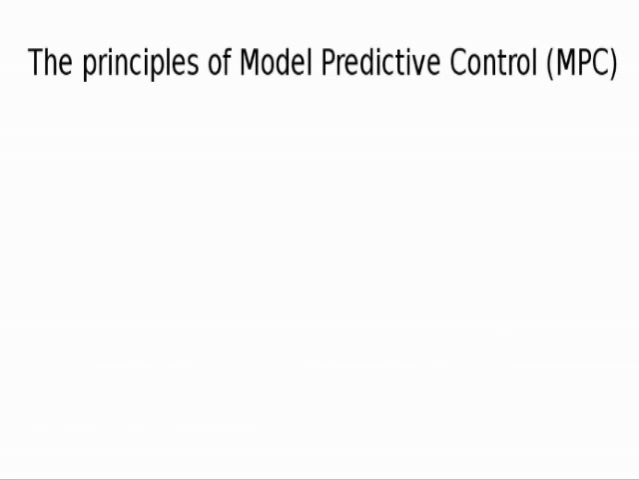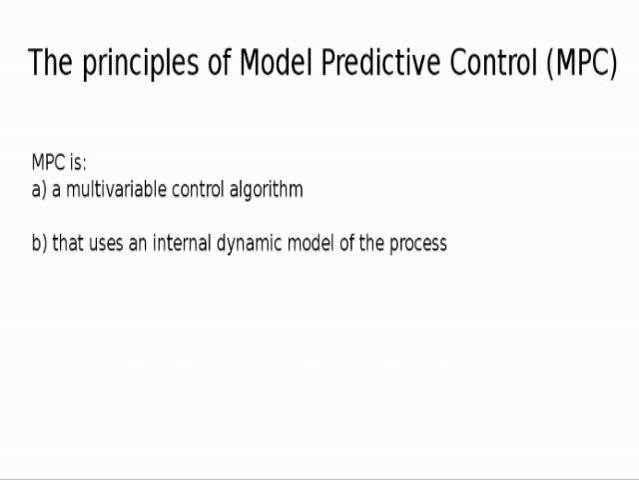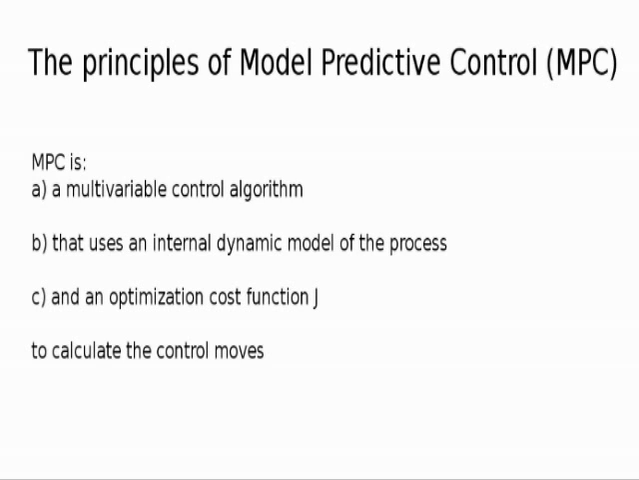Let's jump into the deep end. We can say that MPC is a multivariable control algorithm that uses an internal dynamic model of the process and an optimization cost function J to calculate the control moves. Now, what does all this mean? We will use two examples. The first example is a shower model. The second example would be the speed control example to explain these points.